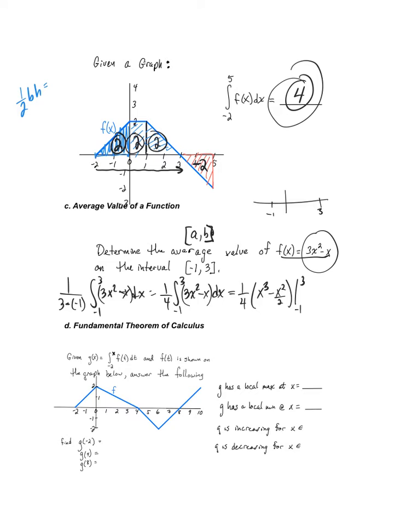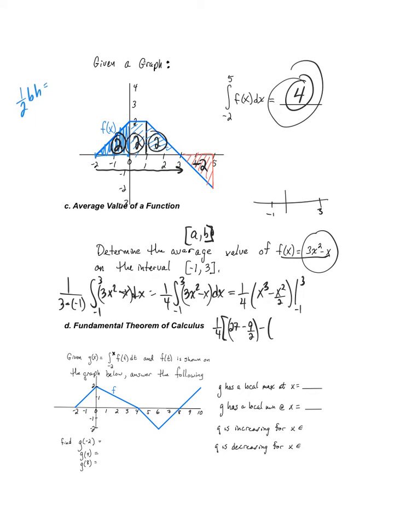So what we have to do now is plug in the 3 and get a value, and then subtract what we get when we plug in -1. So we're going to take 1/4 and plug in 3 and get 27. 3 cubed is 27. Minus 3 squared over 2, which is minus 9/2.